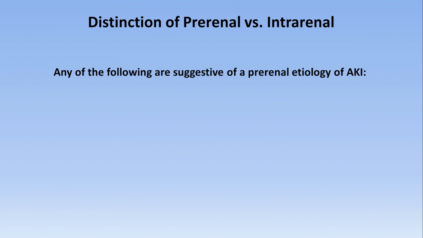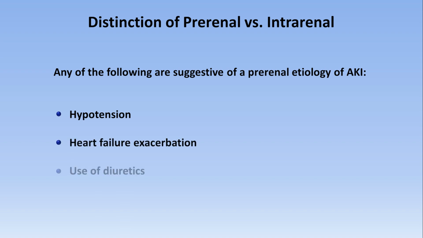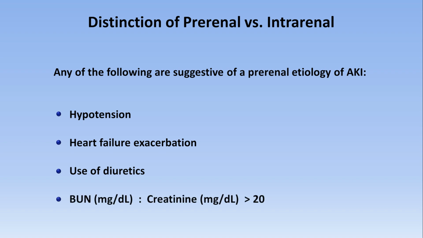The presence of any of the following is suggestive of a prerenal etiology: hypotension, a current heart failure exacerbation, the current use of diuretics, or a BUN to creatinine ratio, as measured in compatible units, of 20 or more. The first three of those probably make some intuitive sense, but what about the last one? Why would prerenal etiologies be associated with a high BUN to creatinine ratio? To understand that, we need to look at how the nephron handles urea, water, and sodium, which will help us to understand not just this one lab finding, but others that we'll get to in a few minutes.